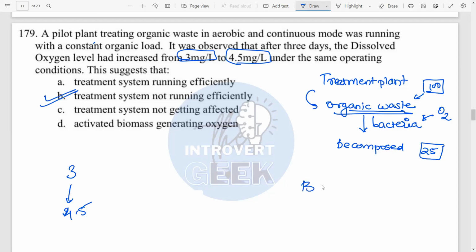This is the concept of BOD and COD. Now here, if you want me to explain a little more about this concept, about the permissible limits, etc., let me know in the comment section. I'll make a small video on this topic.